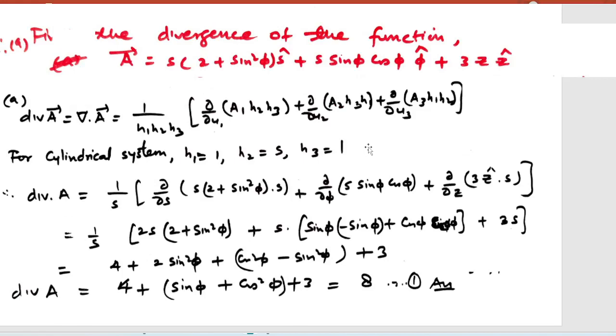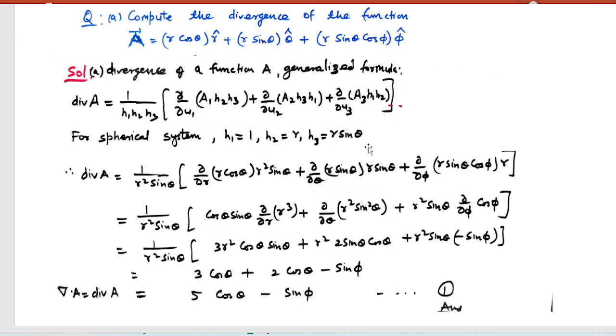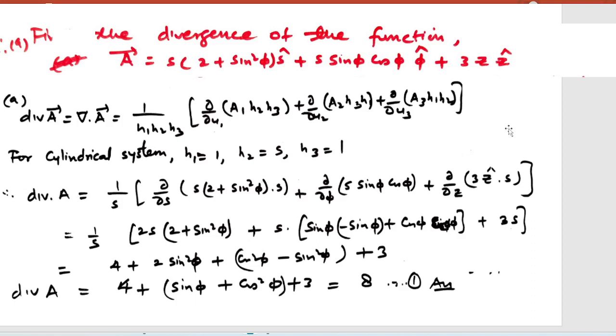Similarly, another example is there for the cylindrical coordinate system, s cap, phi cap and z cap. Here again we have to find the divergence, that is del dot the vector a, 1 upon h1 h2 h3. Similarly we put h1 as 1, h2 as s, h3 as 1, and again 1 upon s, delta by delta s of this function, because a1 is s into 2 plus sin square phi, into h2 h3, that is s into 1.